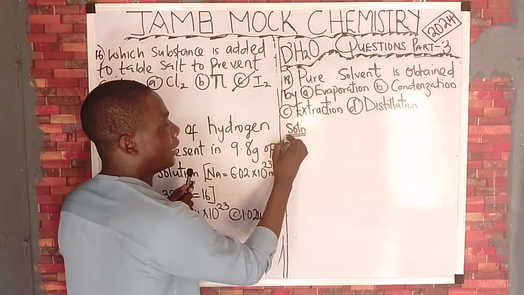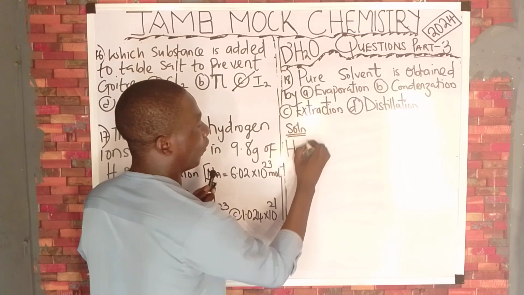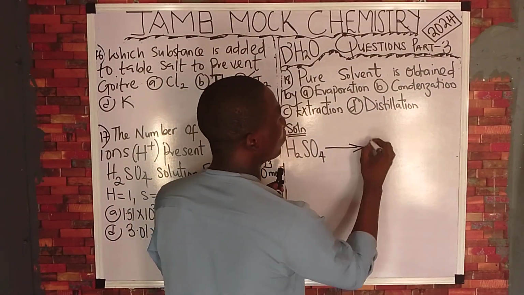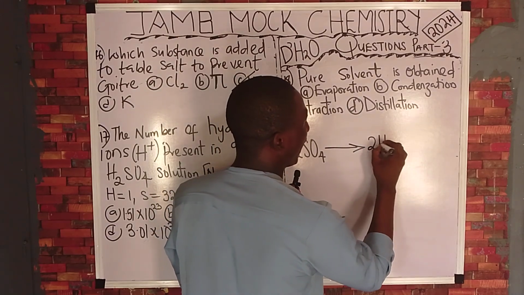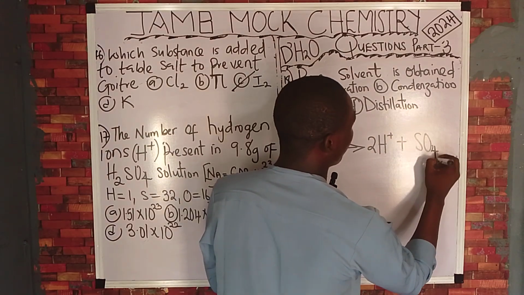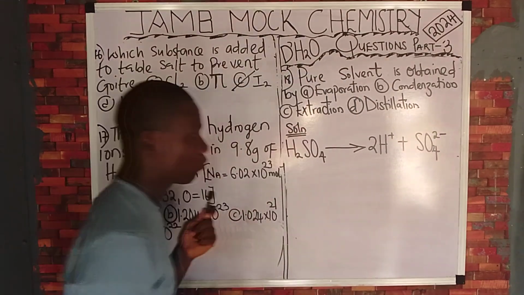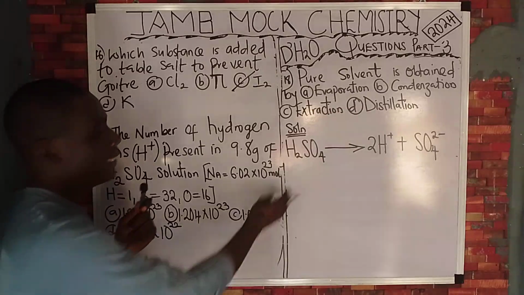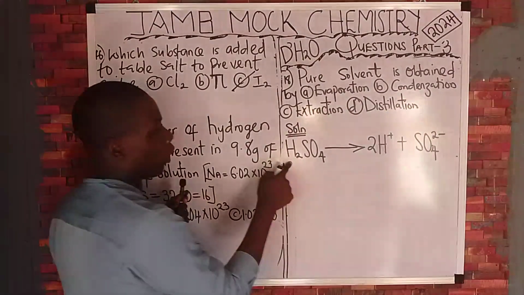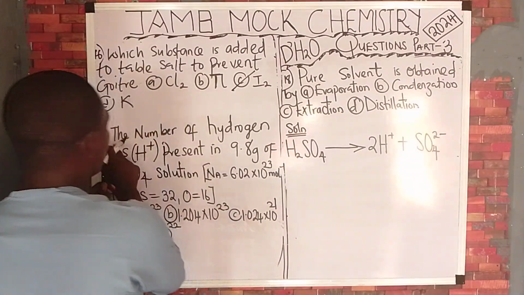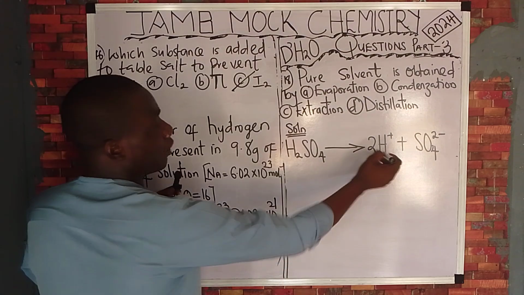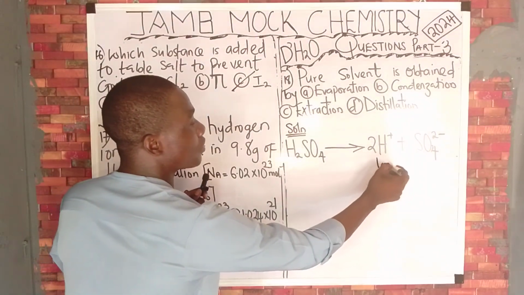Now remember, if H2SO4 ionizes, it is going to give us 2 moles of hydrogen ion plus tetraoxosulfate(VI) ion. This is the ionization of a dibasic acid. Now, if you watch very well, the question says the number of hydrogen ions. So we are looking for the number of hydrogen ions here.